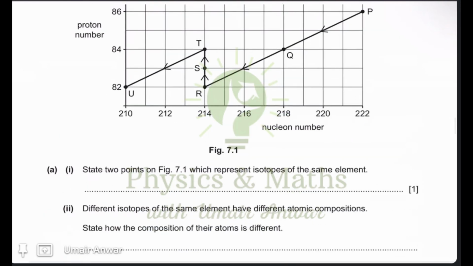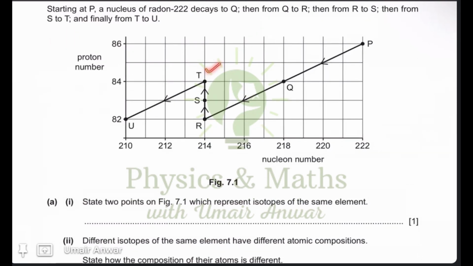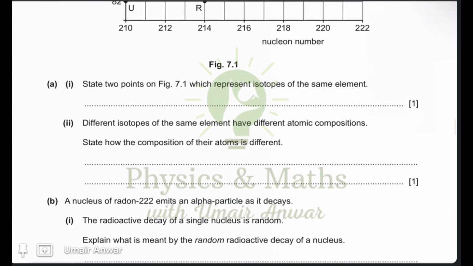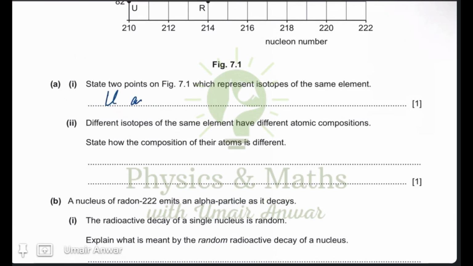So the isotopes are the ones which have same proton number but different nucleon number. So T and Q, they both have the proton number 84 but they have different nucleon number. Similarly, U and R, they have same proton number but different nucleon number. So we could write it as U and R.